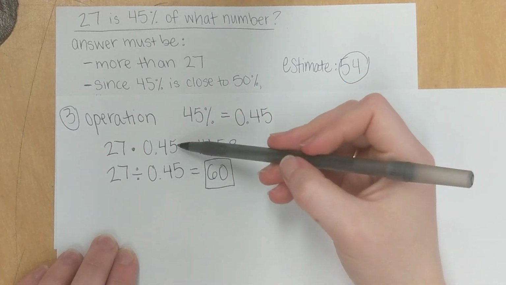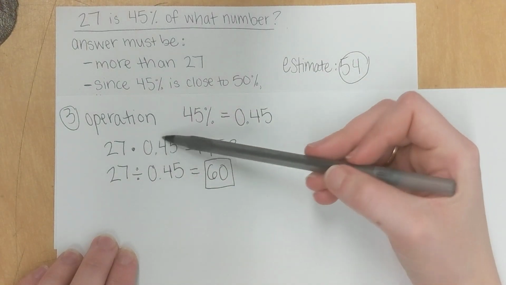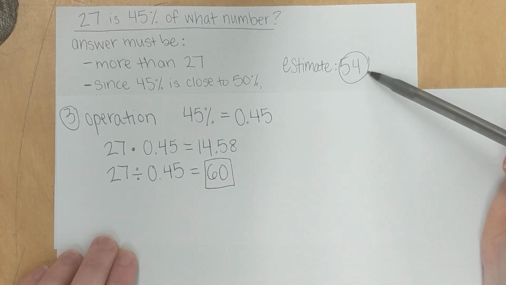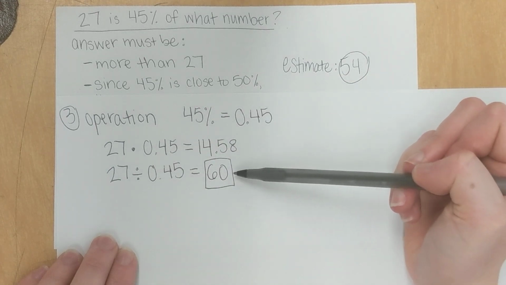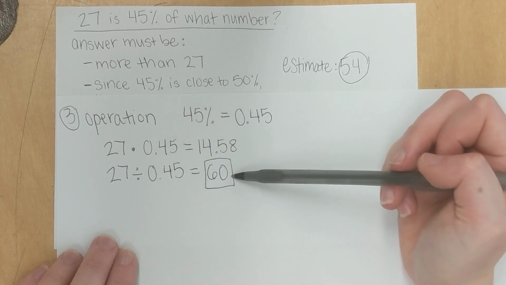So the reason I tell you to do it both ways is because I have to do this a lot. When I'm not sure, am I supposed to multiply by the percent or divide by the percent? I have to think of what's a reasonable answer, and then I try both ways and see which one makes more sense. So in this case, dividing gave me an answer that made more sense.